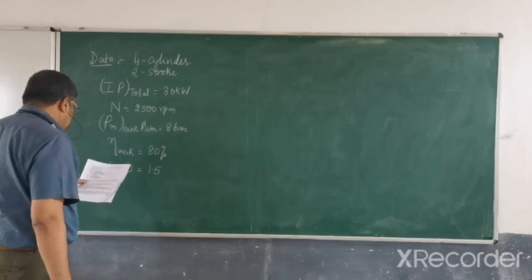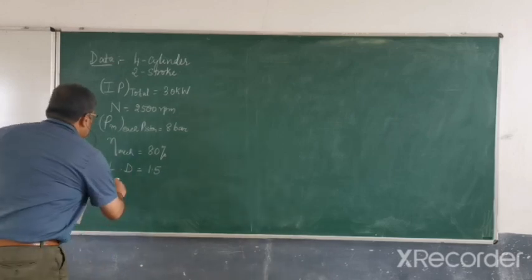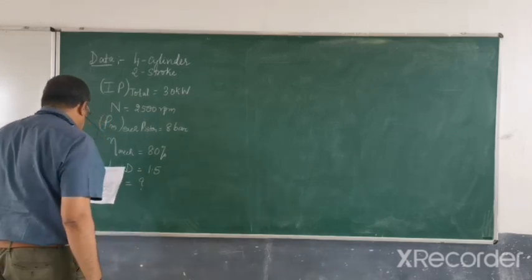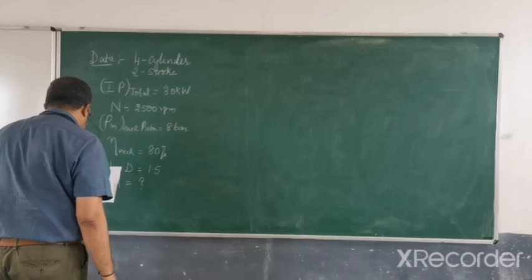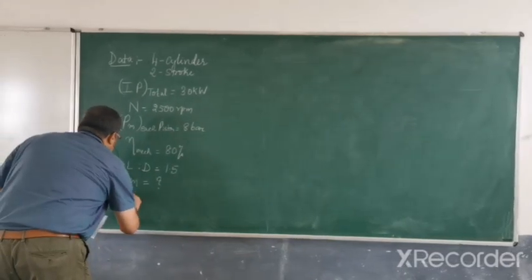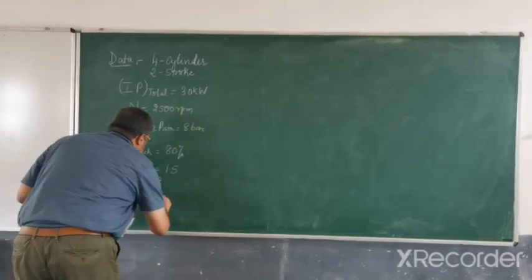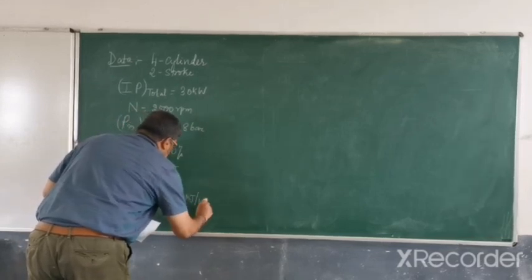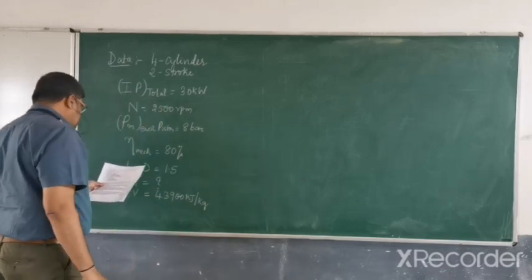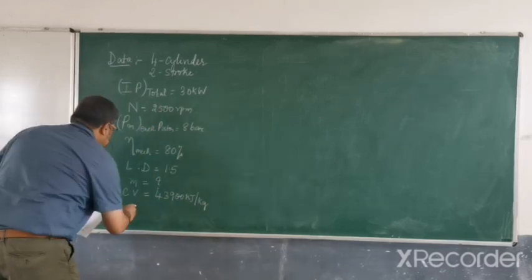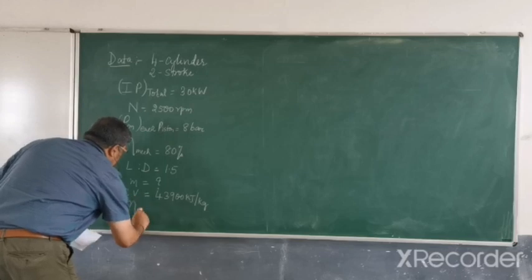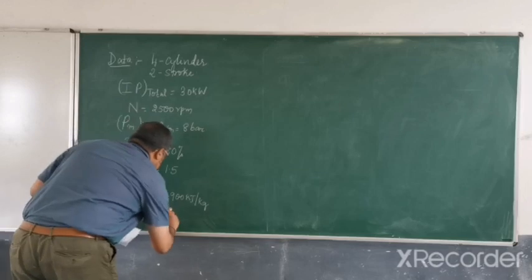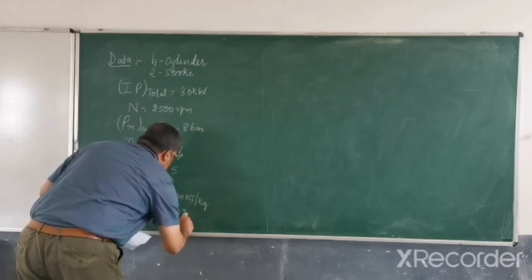And calculate the specific fuel consumption. That is, you are required to find out what is the value of M, specific fuel consumption. If the calorific value is 43,900 kilojoules per kg, so calorific value is 43,900 kilojoules per kg, and the brake thermal efficiency is given as 28%. So you can see how low the brake thermal efficiency is. So brake thermal efficiency is 28%.